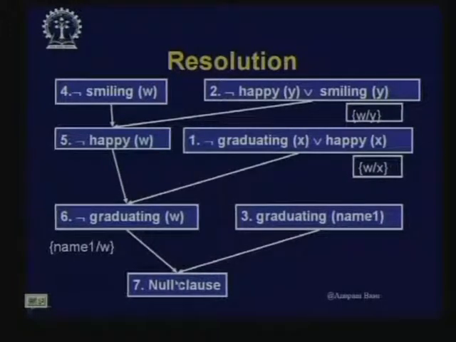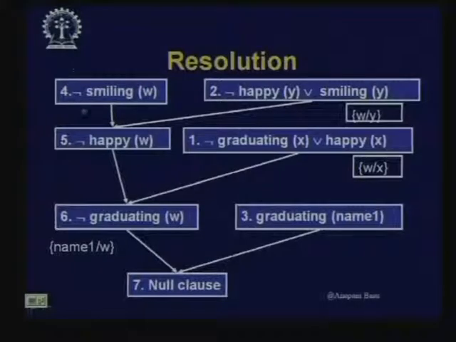What do I get? A null clause. And what does this null clause imply? It implies that the goal with which you started is contradicted. And what is the goal with which I started? It was negation of the goal to be proven. So, the contradiction of the goal to be proven has been disproved, so the goal is proved. So, is someone smiling? Yes, someone is smiling.